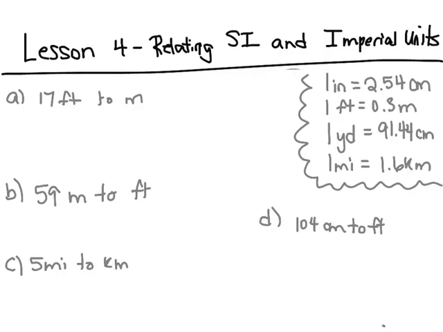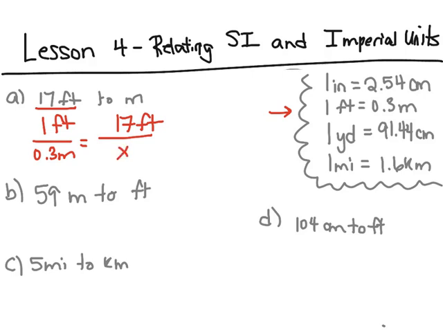So for the examples, we're going 17 feet to meters. So we're going to use the proportion that has feet and meters. So we know 1 foot is 0.3 meters. That's our scale factor to start with. That's our original proportion. We have 17 feet, so making sure we keep it in the same spot. Feet are on the top, meters are on the bottom. We want to find the meters, so we put x on the bottom.